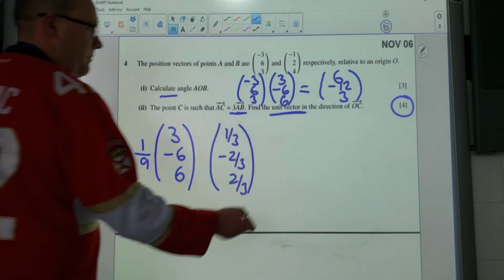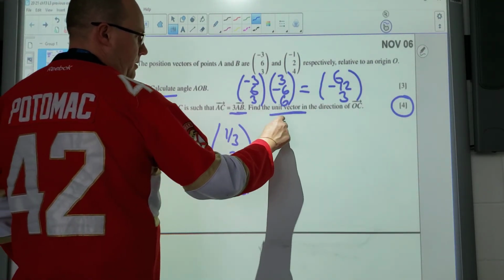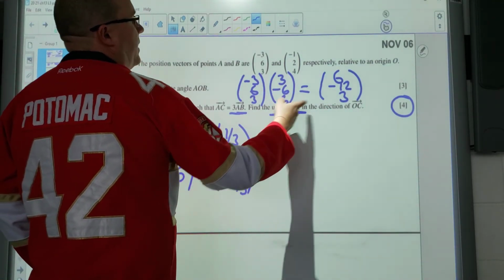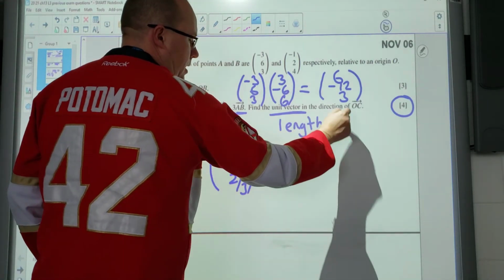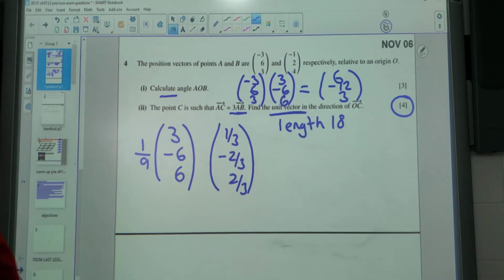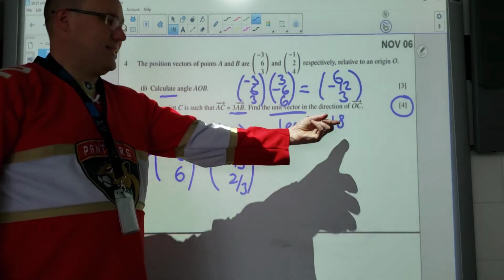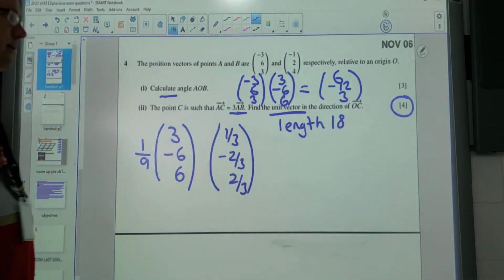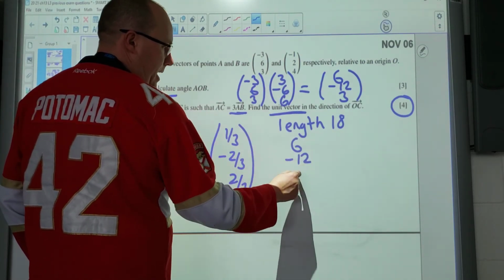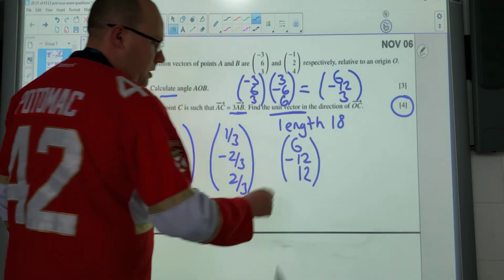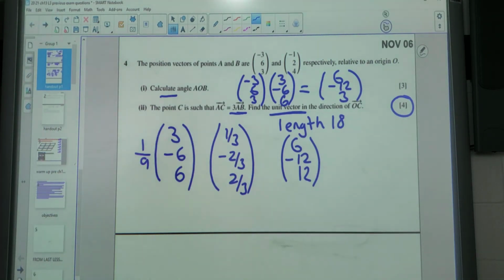Now, other questions I've seen in relation to this is, rather than saying a unit vector, I've seen questions that say, come up with a vector in the same direction as this, but something like, say, length 18. Now the connection between those two things would be, if this is length 9 and this is length 18, it's twice as big, and then you could just multiply all these numbers by 2. So it would be like 6, -12, and 12. So keep an eye out for that type of question as well.